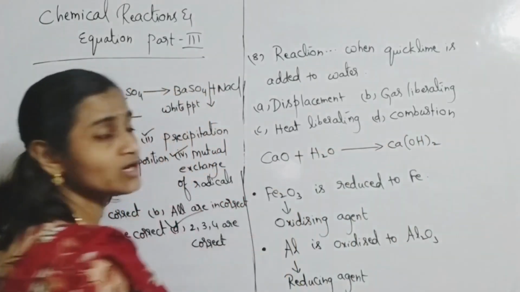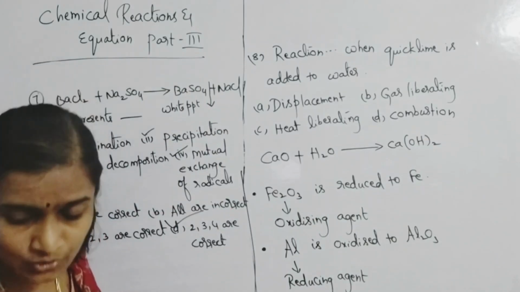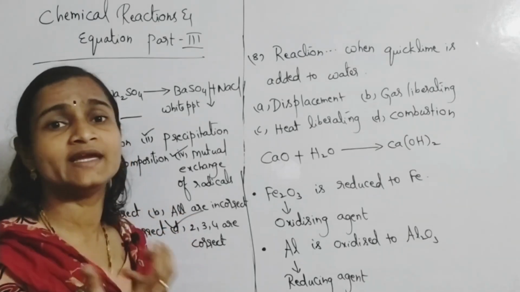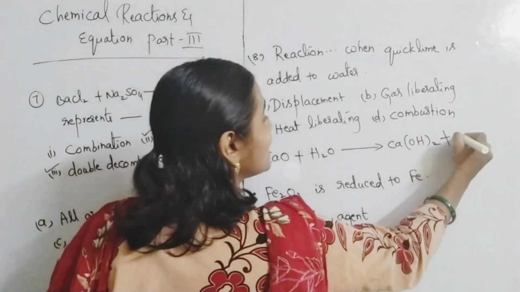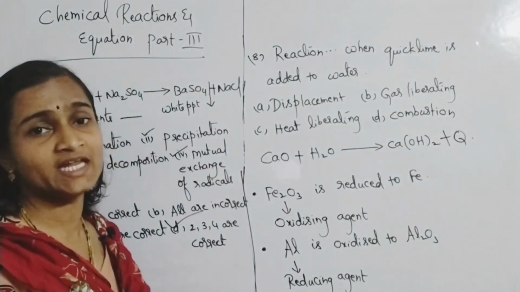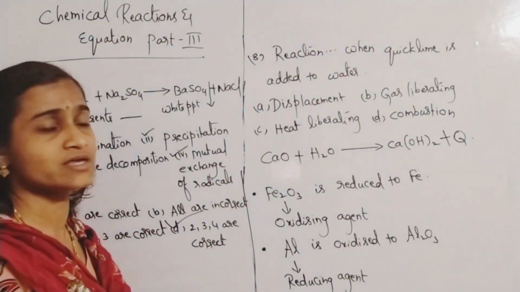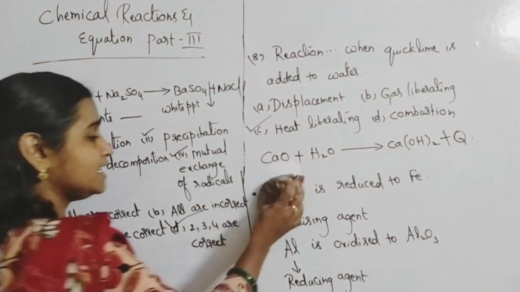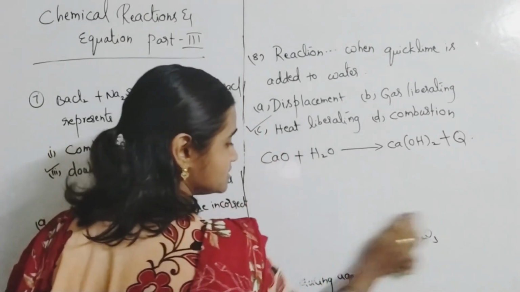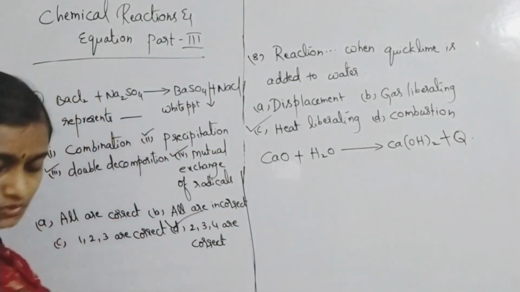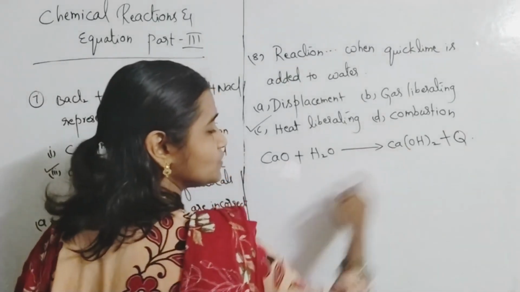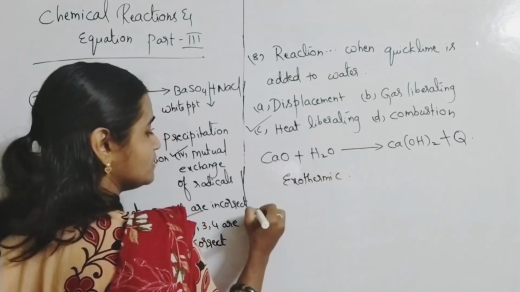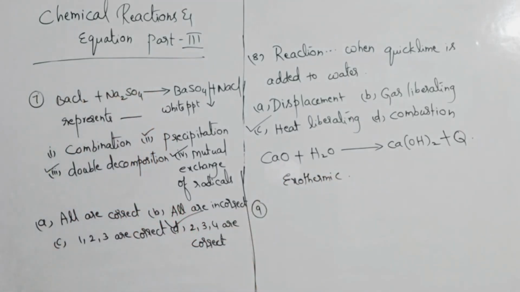What are the general observations? Do you remember, dear children? A hissing sound comes, and the test tube or the container becomes a little hot, which shows that it is plus Q. Q represents the amount of heat energy released during the reaction. Heat liberating reactions are exothermic reactions. Along with the products, Q also came out. So it's an exothermic reaction. Like that you will find questions.